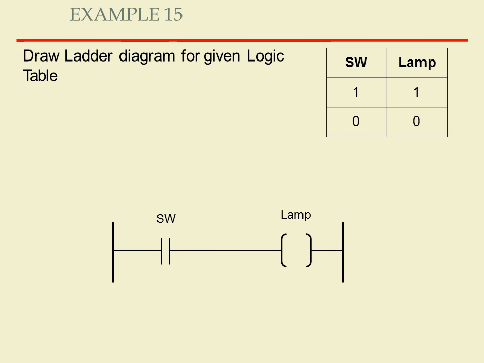So in the first condition, switch is equal to 1. In that case, lamp should be equal to 1. The lamp should glow. In the second case, switch is equal to 0, then the lamp should not glow. So there will be only two devices, one input device, that is the switch, and one output device, that is the LED or lamp. So let us connect them in series.